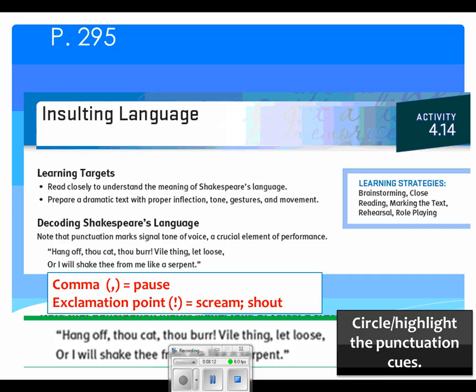Hang off, thou cat, thou brother, vile thing, let loose, or I will shake thee from me like a serpent. I don't know what I said. I don't have a clue what I said, but I do know that I'm supposed to be mad, and I've got to pause. That's it. That's how you guys want to act. You may not know what you're saying, but you just kind of roll with it.